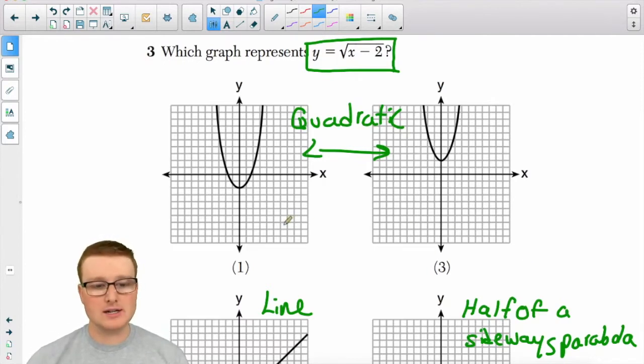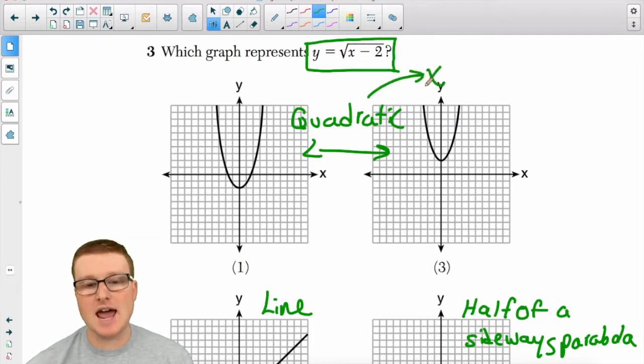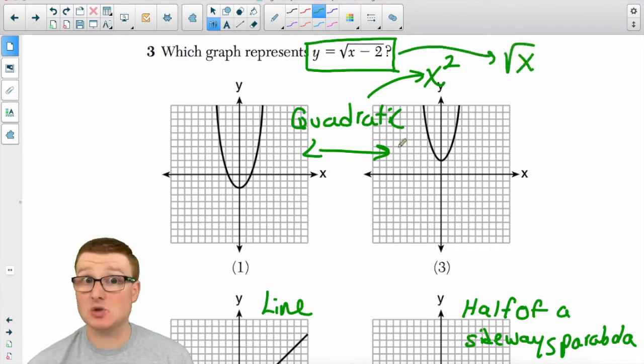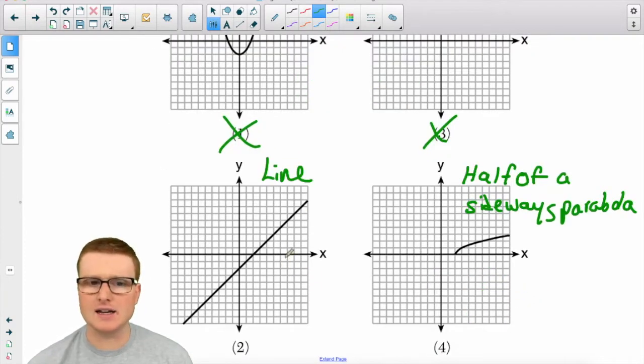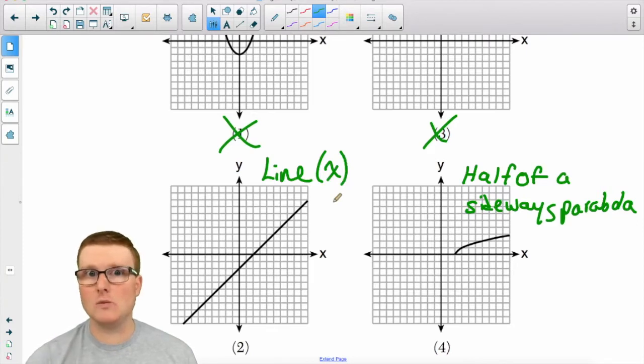So if you look at the equation, a quadratic means that there's an x squared involved. I don't see an x squared. I see the square root of x, but not an x squared. So you automatically know that the quadratics can't work. Choice 2 shows a line. A line means that there's a constant variable x alone by itself.